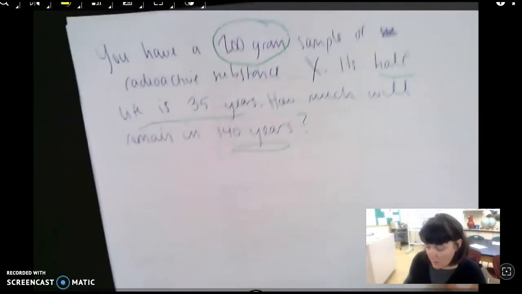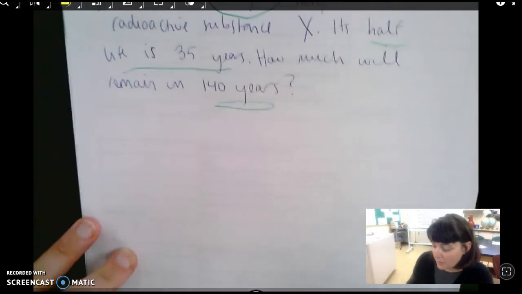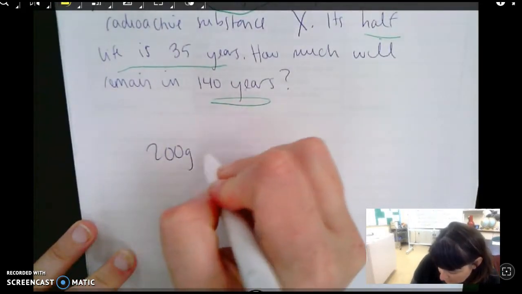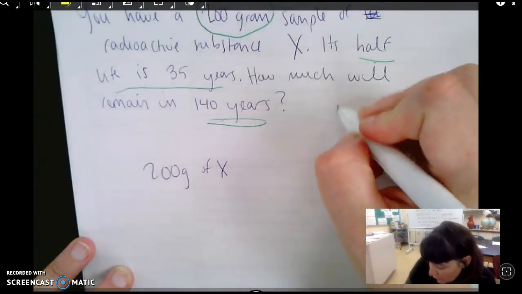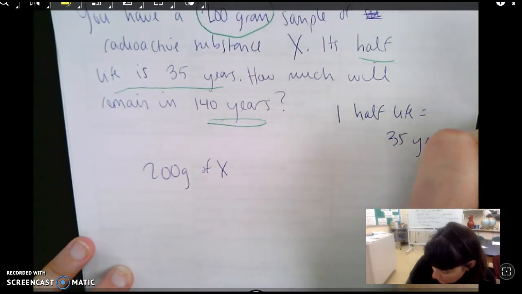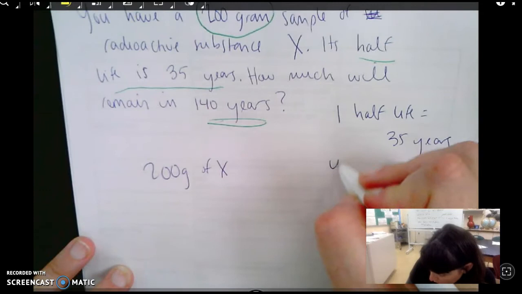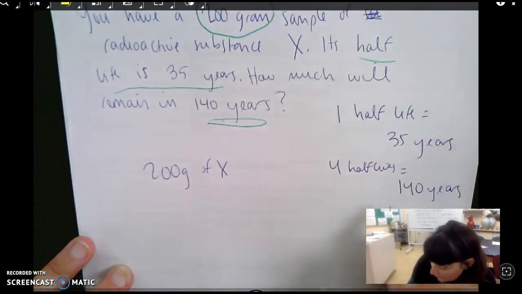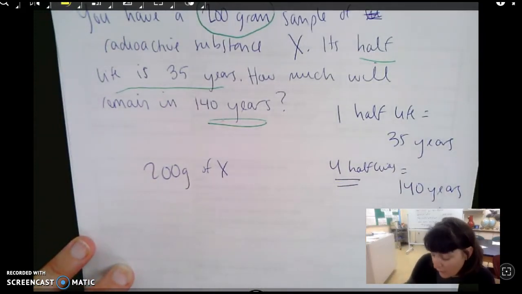So we're going to start with 200 grams of X. We're going to start by figuring out how many half-lives X is going to go through in 140 years. So we know if one half-life equals 35 years, how many half-lives equal 140 years? And you can just use division to figure out that it's 4 half-lives. So I just divided 140 by 35 and I got 4. So I need to figure out how much is going to be left after 4 half-lives.